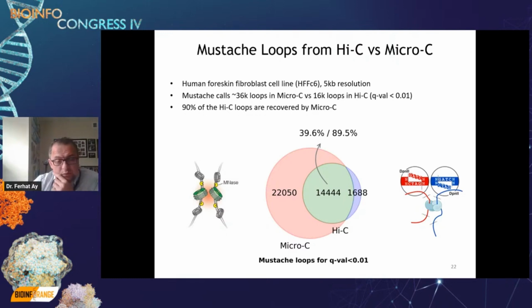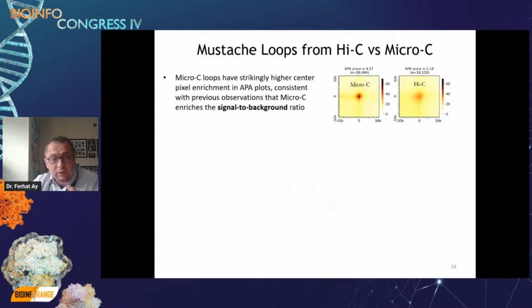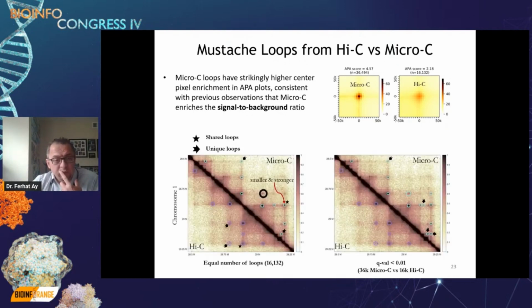So this has been validated in the field, and recent work points to this as well, that a lot of these loops that Micro-C captures are between regulatory elements, and they are very important for gene regulation. So this is an aggregate plot of these peaks. Think about 36,000 such small matrices centered on each loop that we call, and then we take their average. As you can see, Micro-C's signal to noise ratio is much better. It enriches that. So you have these more pointy loops here.